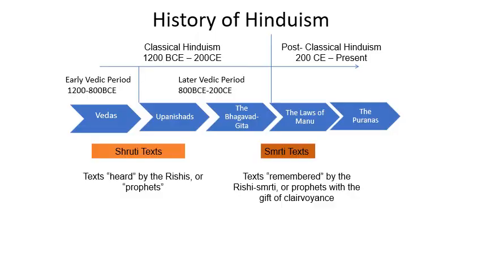So whereas a shruti text is one which is heard by these early rishis or poet prophets, the smriti texts refer to those which are remembered by the rishi smriti, or prophets with the gift of clairvoyance.